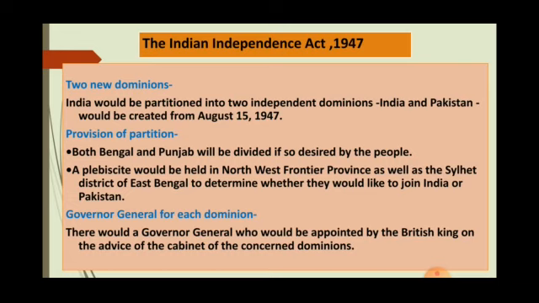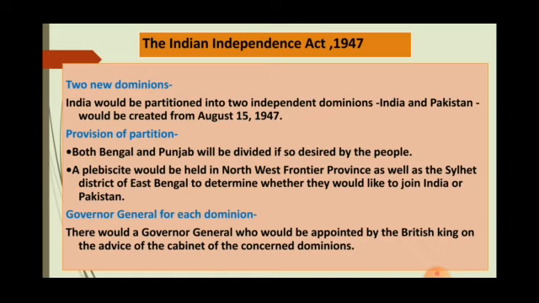After the Mountbatten Plan was accepted by the Indian leaders, the British Prime Minister introduced the Indian Independence Bill in the House of Commons. The British Parliament has two houses, the House of Commons and the House of Lords. The bill was passed by both houses of the British Parliament on 1st July 1947. Once the bill was passed, it became an act.